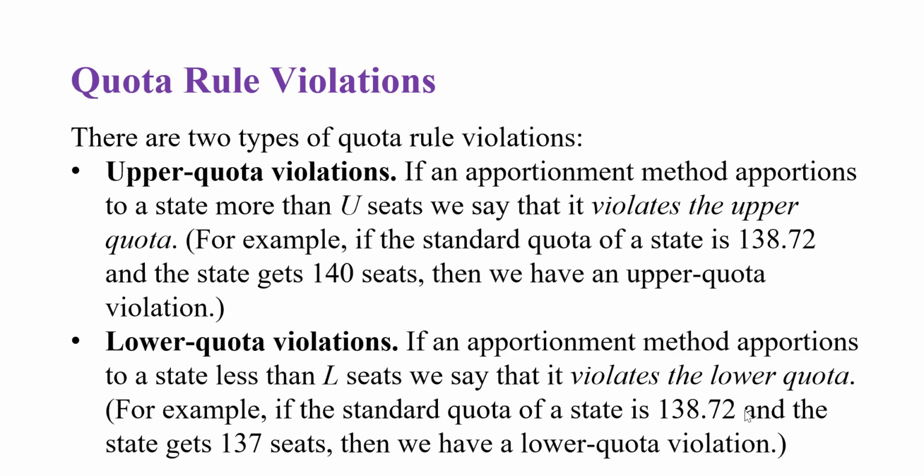Okay, so there are 2 types of violations, of course. An upper apportionment more than its upper quota, we say that violates the upper quota. Again, 138.72, it gets 140 seats. Okay, the lower quota violations: it's less than L seats, so it violates the lower quota. For example, lower quota is 138.72, but then it only gets 137. So it's a little too far lower. Okay, are we good there?